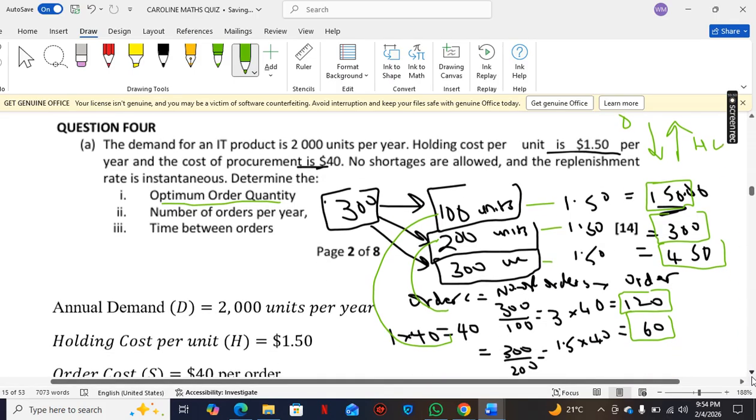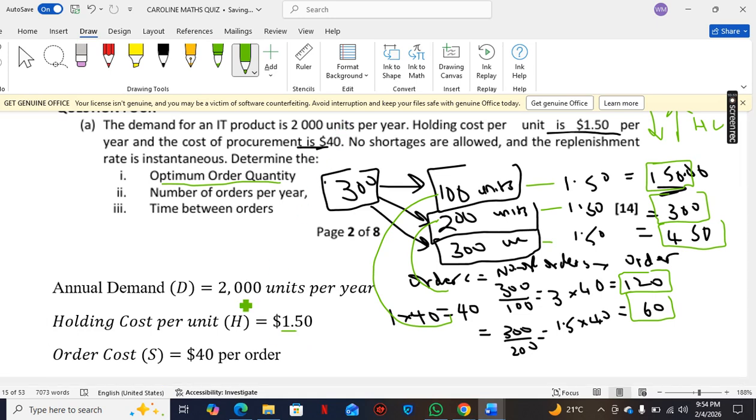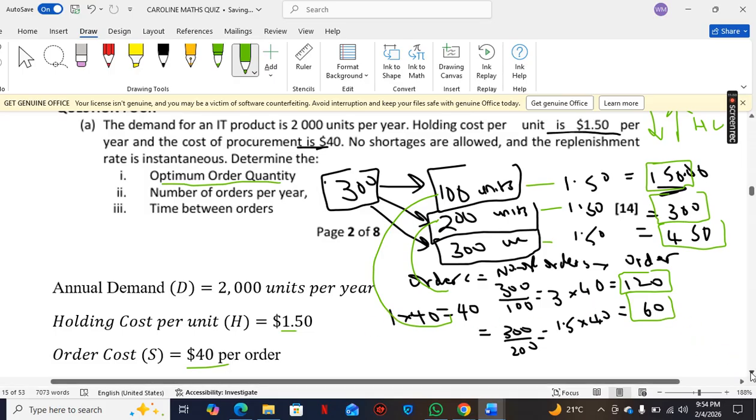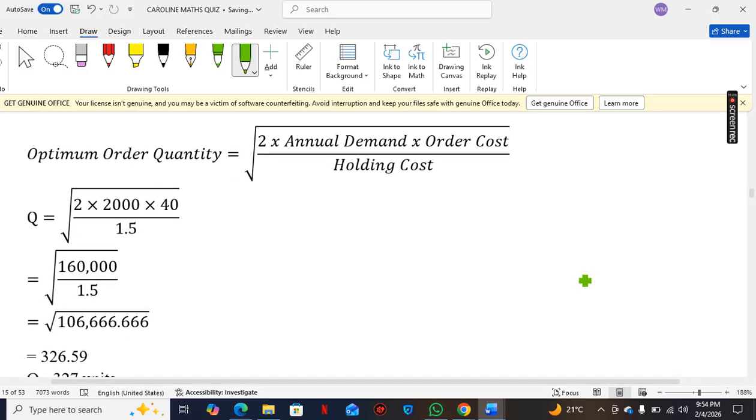So annual demand is 2,000 units, holding cost per unit $1.50, order cost or cost of procurement $40. So we're going to say 2 times 2,000 times 40 divided by 1.5. On the numerator, you're going to get 160,000. 160,000 divided by 1.5, we're going to get 106,666.666.